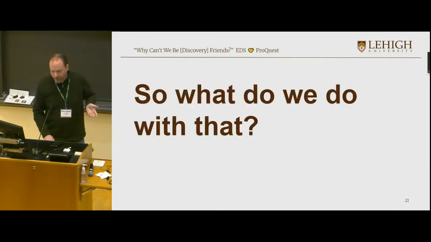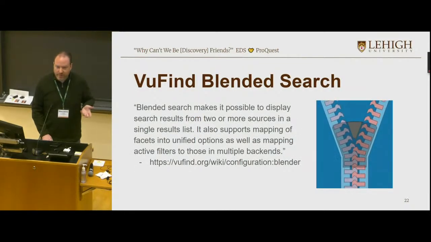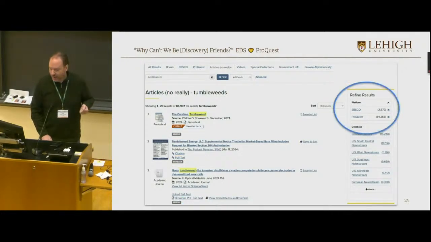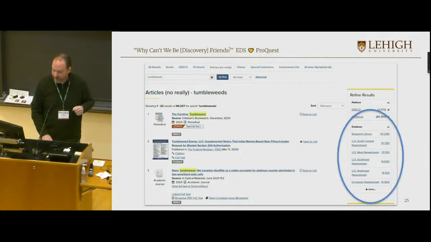Okay, maybe, what do we do with that now that we've got ProQuest integrated also? We could use VuFind's blended search feature, which is essentially a zipper or more complicated algorithm for just combining two search backends in one. It would be an example of what that could look like. You can see that the odd numbered results here for this search on tumbleweeds are coming from EBSCO. The even results would be coming from ProQuest. We would have a sidebar here where you could limit to which provider you wanted to actually see the results from exclusively, or a merged facet of databases, and that's fine too.